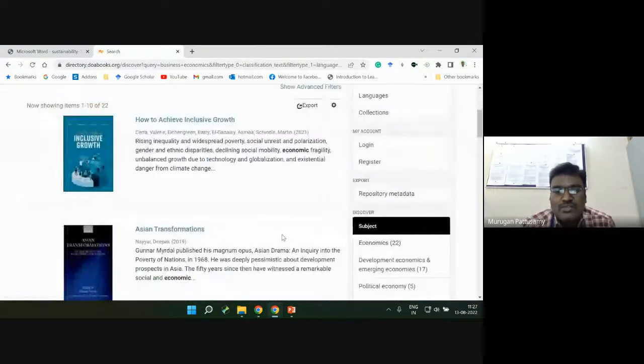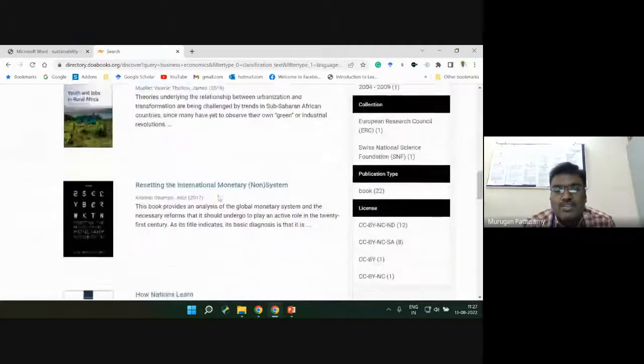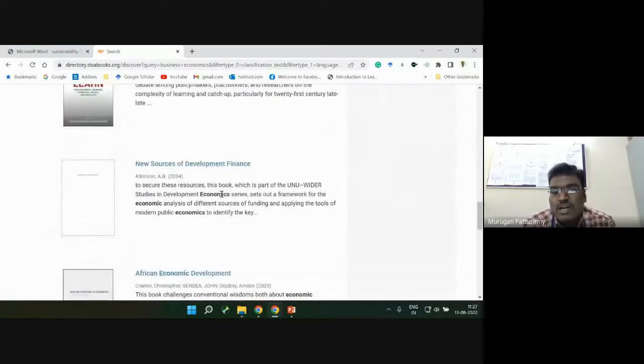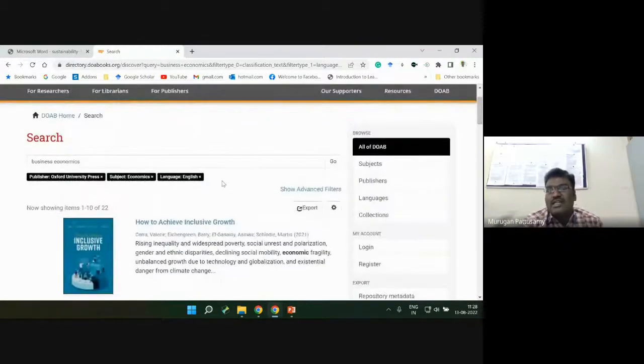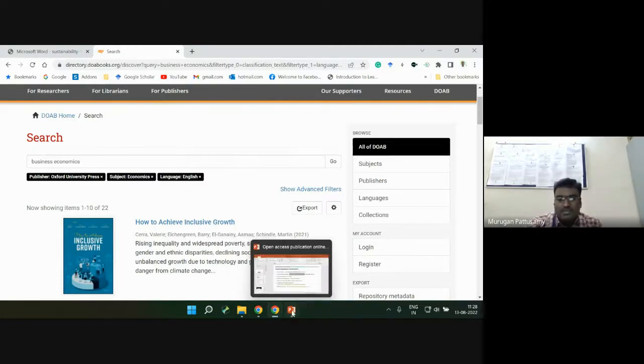Let me click Oxford Press. So these are the books I'm getting free of cost from Oxford Press itself. This is a way you can look for free textbooks for your own teaching. You need not have any access in terms of downloading these books or sharing them with your students. Simply, you can share it in the form of a web link. That is very much possible.